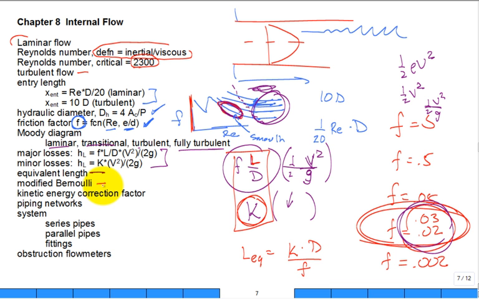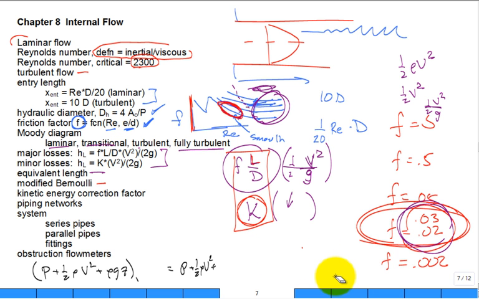Modified Bernoulli. So our raw Bernoulli equation is pressure plus 1/2 rho V squared plus rho g z, all at some inlet point, is equal to the pressure plus 1/2 rho V squared plus rho g z, all at an exit point, 2 points on a streamline, steady flow. And you can add in here some pressure gain. That would be modifying your Bernoulli equation with the pressure gain.